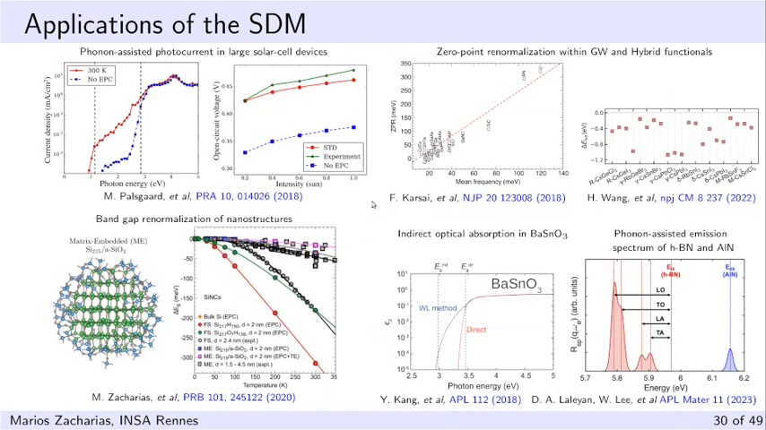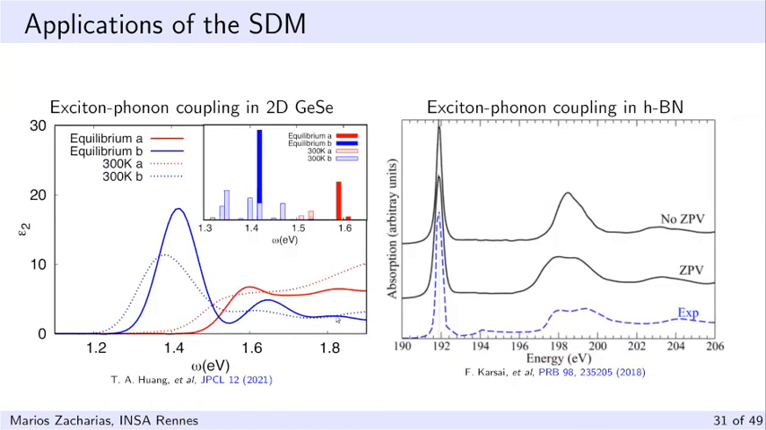Some other applications include the calculation of temperature-dependent current densities, open circuit voltage, the zero-point renormalization even beyond DFT with GW or hybrid functionals, the bandgap renormalization not only for periodic systems but also for nanostructures. Here, the methodology has been used for computing indirect optical absorption in this perovskite system, and also to compute the phonon-assisted emission rate and investigate these phonon satellites, let's say. So also the methodology has been used for computing exciton-phonon spectra.